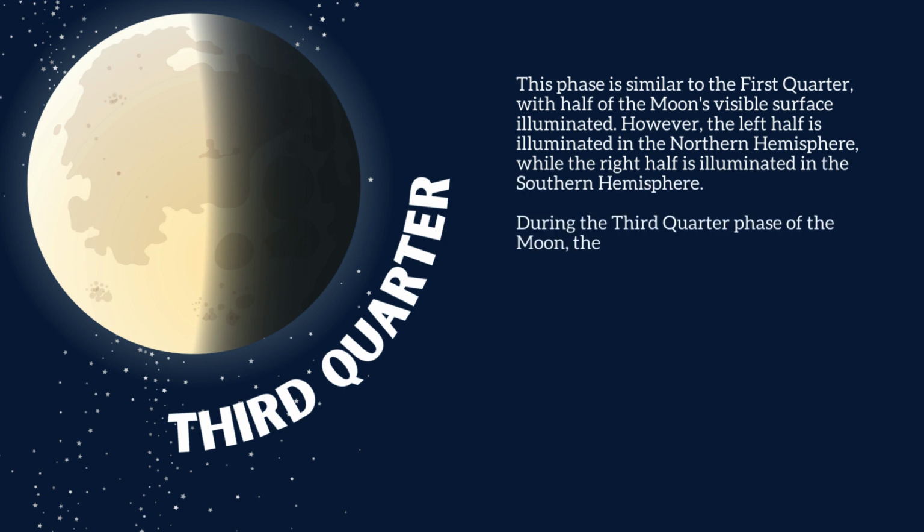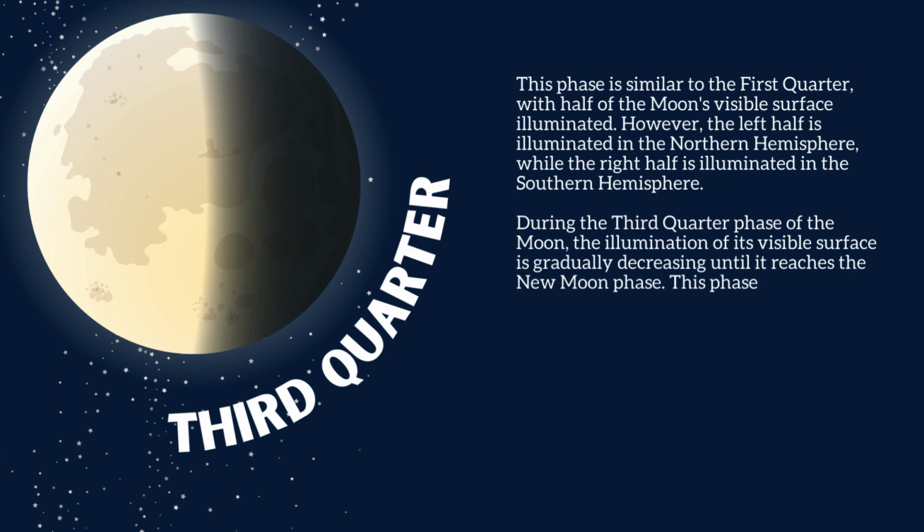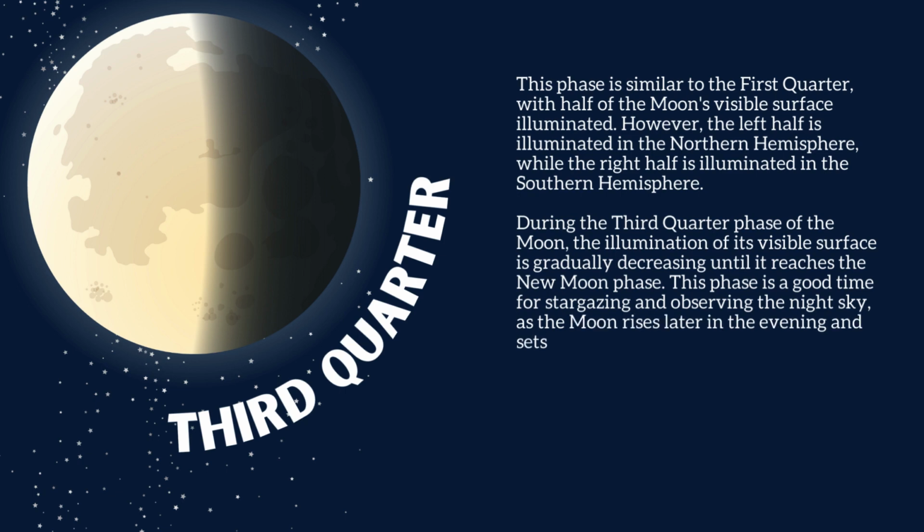During the third quarter phase of the moon, the illumination of its visible surface is gradually decreasing until it reaches the new moon phase. This phase is a good time for stargazing and observing the night sky, as the moon rises later in the evening and sets in the morning.